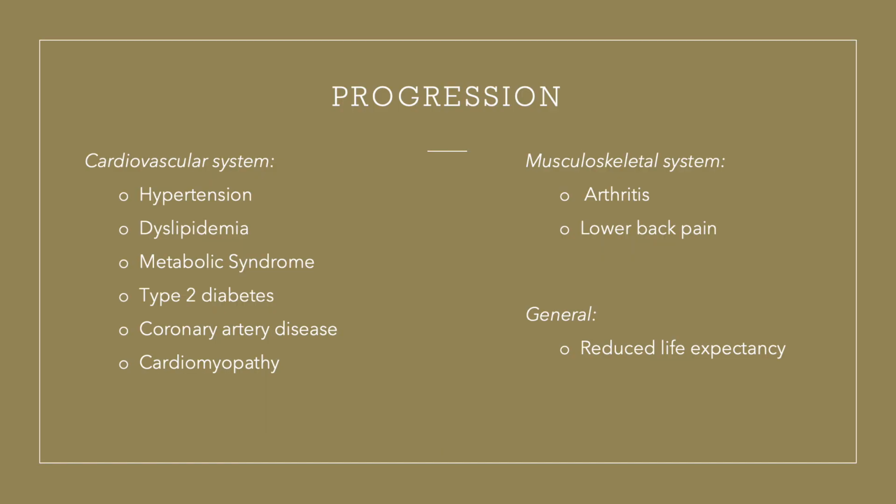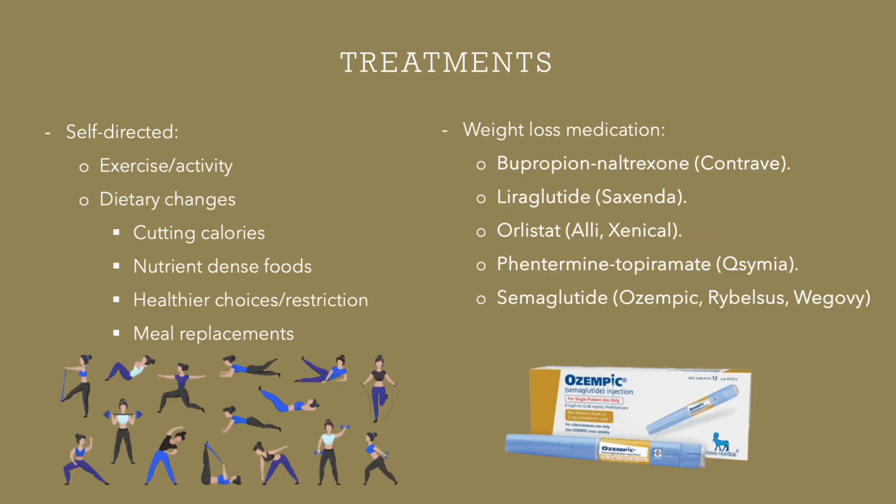As obesity progresses in an individual's body, the cardiovascular and musculoskeletal system are affected. These negative effects can bring along long-term diseases or conditions that are hard to treat or reverse. Common diseases and effects on the cardiovascular system include hypertension, metabolic syndrome, type 2 diabetes, and coronary artery disease. The musculoskeletal system is affected with arthritis and lower back pain. In general, obesity reduces life expectancy.